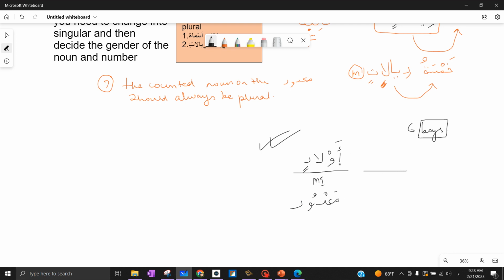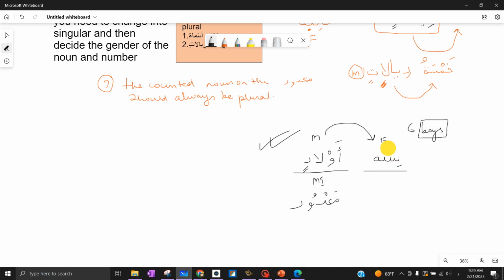Now when we did our ma'dud, the counted noun, and we put the kasratan, we know it is a nakira idafa. What is the number here? Six. What is it called in Arabic? Sitta. And we know the gender is opposite now. If this is male, what will our number be? Our number will be the opposite, feminine. So what will we put here?